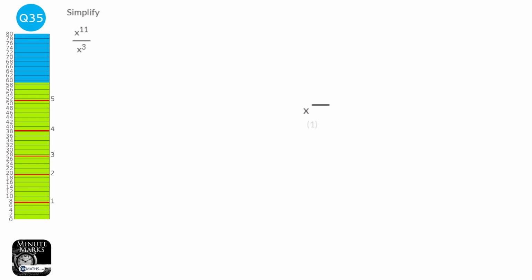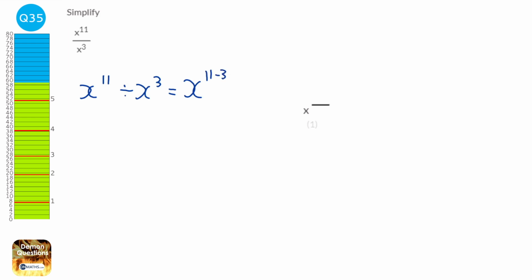When you have a fraction, it's just a fancy way of showing a divide. So this is x to the power of 11 divided by x to the power of 3. And indices rules say that when you divide two powers with the same base, you subtract the powers, so it becomes 11 take away 3.